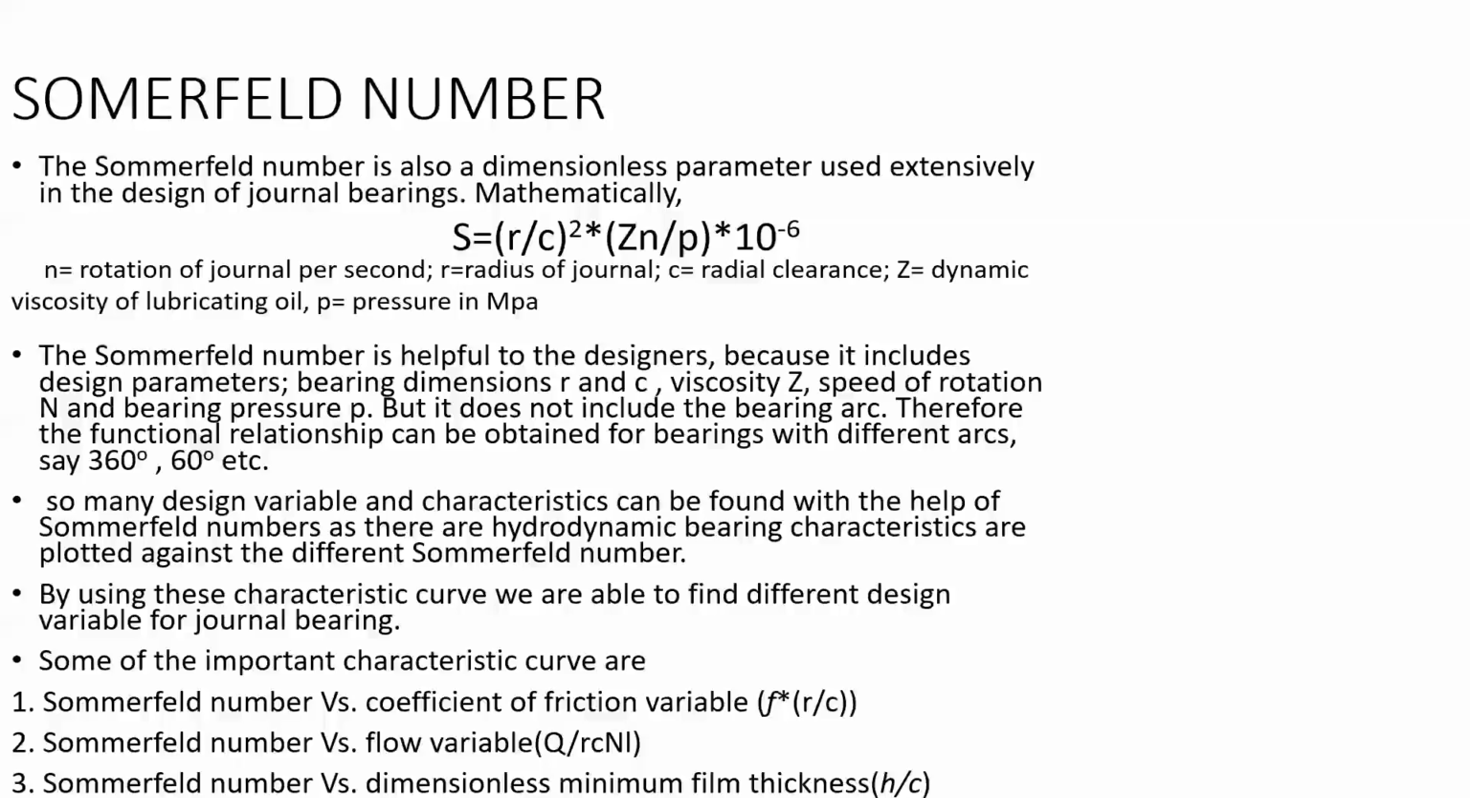Okay, so the Sommerfeld number is given by the square of the inverse of the radial clearance ratio multiplied by the bearing characteristic number. You can remember this formula like this: the Sommerfeld number is the square of the inverse of the radial clearance ratio and the bearing characteristic number, and at the end you have to multiply by 10 to the power 6 to make it a dimensionless number.